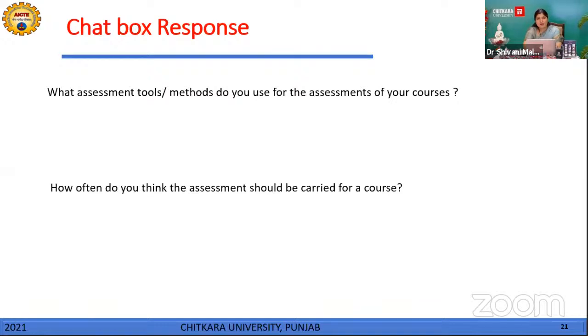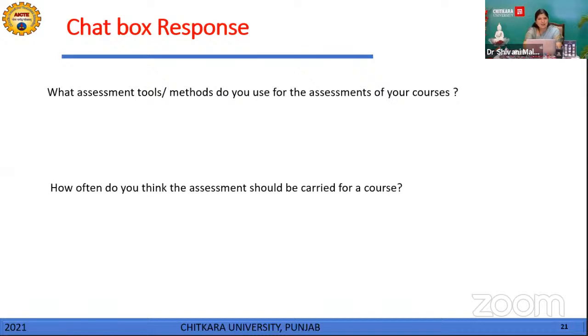Once we have taught the students, or once we have completed a portion of the course, the student should demonstrate that course learning or course outcome. Then there is a need for assessment, right? Because until and unless a student demonstrates the course learning outcomes, he won't contribute towards the attainment of the program outcome.